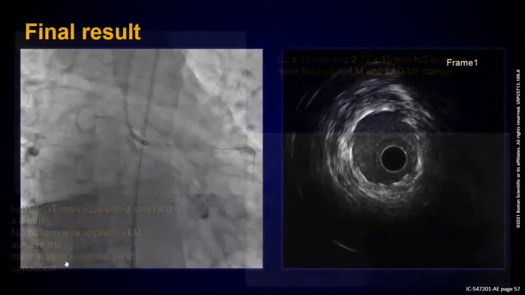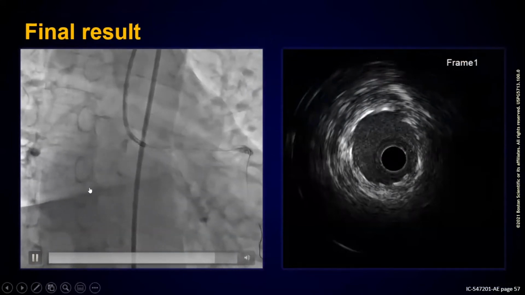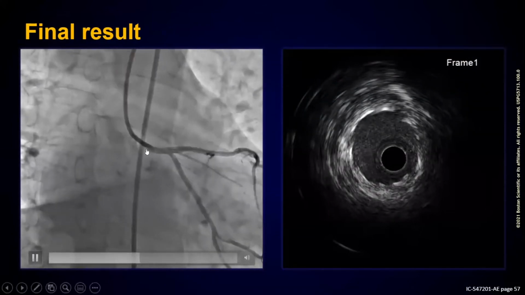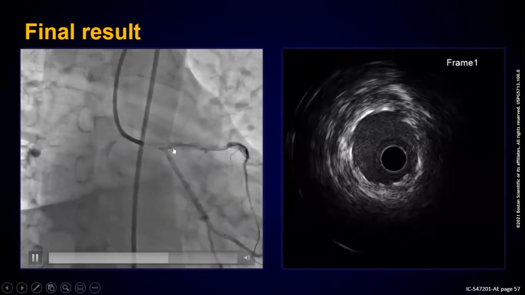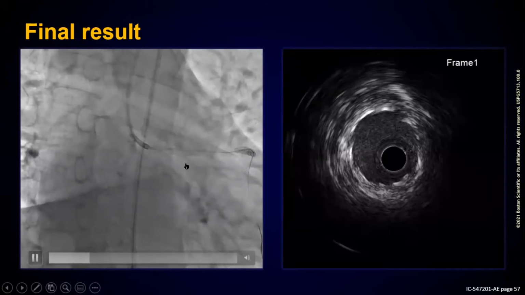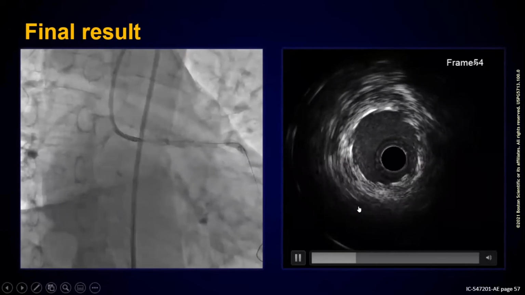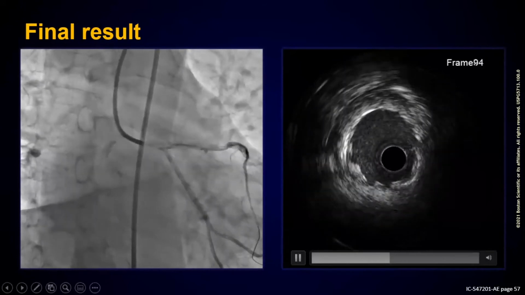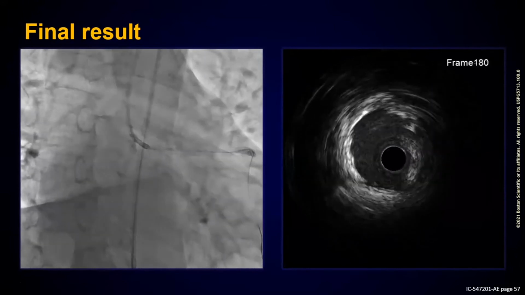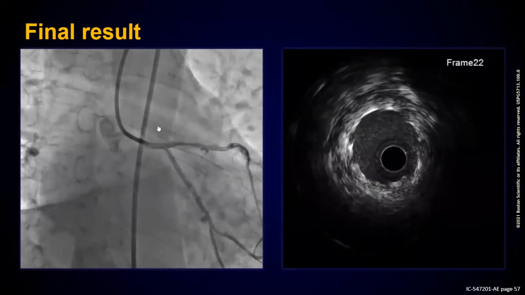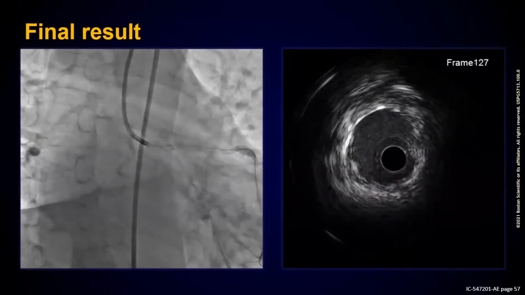And the next one was the final result. You could see that not only is the left main stent now fully expanded, but there is also a circumflex stent, which is fully expanded. And on the IVUS, it is very important to check your result on the IVUS. That's what I usually do. Looks like the stent is reasonably well expanded.